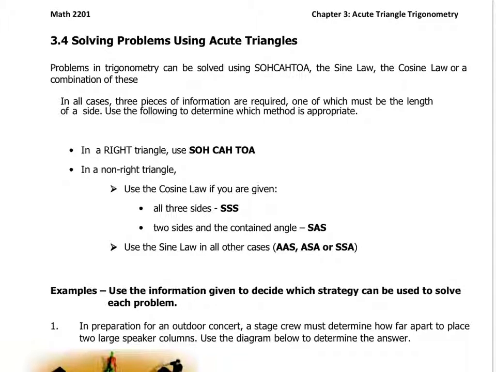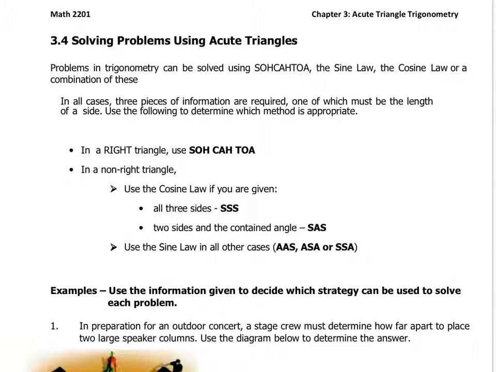Section 3.4 is on solving problems using acute triangles. Problems in trigonometry can be solved using SOHCAHTOA, the sine law, the cosine law, or a combination of these. In all of these cases, though, you need at least 3 pieces of information, and one of them must be a side length. So you basically look at the information you got and decide which is the best method to use.